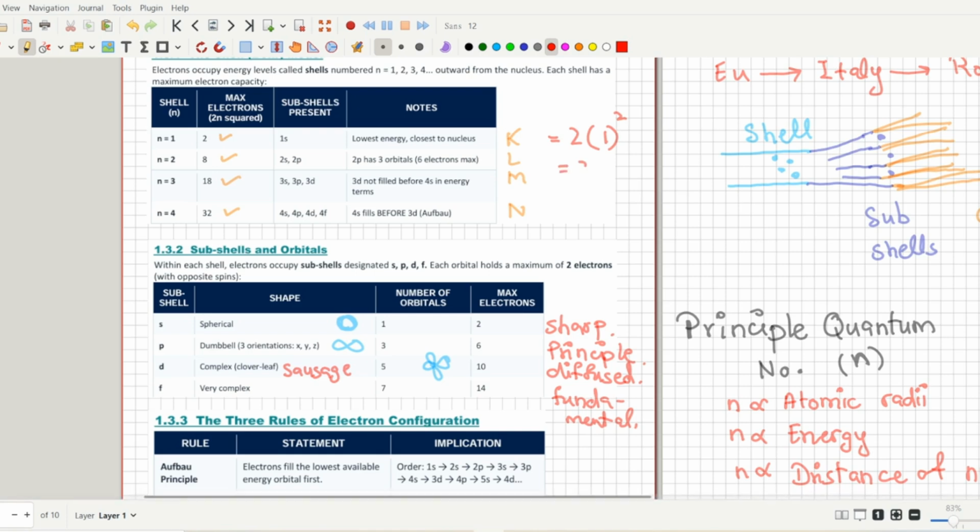For the second shell, n is 2, so you put it in the formula. You get 2 multiplied by 2 squared. 2 squared is 4, 4 twos are 8, so the number of electrons is 8. For the third shell, you use the formula. The n is 3, 3 to the power 2. 3 squared is 9, 9 twos are 18, so the number of electrons in the third shell is 18. For the fourth shell, you can use the same formula again.